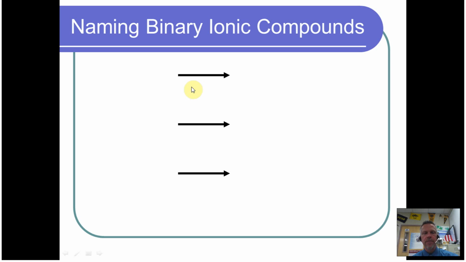A couple of examples. Okay, here's sodium and chlorine. Sodium is our positive cation, chlorine is our negative anion. When they form an ionic compound, this is the formula, NaCl. And so our rule said the first thing is you name the cation, so sodium, and then you name the anion, which is chlorine, but we change its ending to be IDE, so chloride. Sodium chloride, that's the name of this compound.